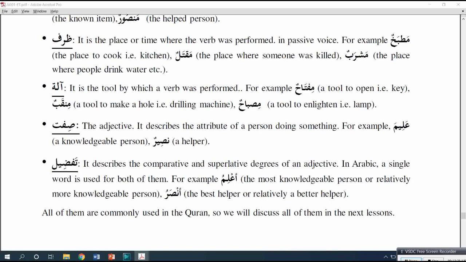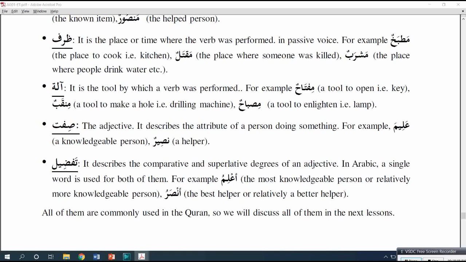Tafdeel describes the comparative and superlative degree of an adjective, which means that the adjective is at the extreme situation. In Arabic, a single word is used for both of them. For example, A'lam. A'lam means the most knowledgeable person, or relatively more knowledgeable person. Ansar means the best helper in life, or relatively a better helper. This might happen. It's the meaning.